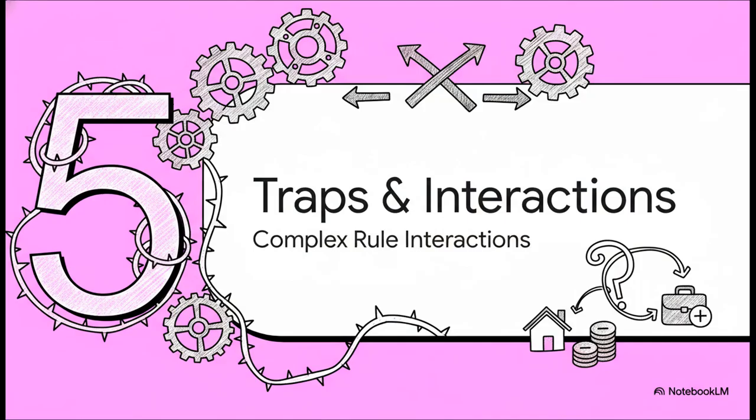So, let's say you did it. You met an exception, you're ready to group. Awesome. But we've got to talk about some other landmines in the tax code. This is Section 5, Navigating Traps and Interactions, because these rules don't exist in a vacuum. They can bump into other regulations in ways you might not expect.